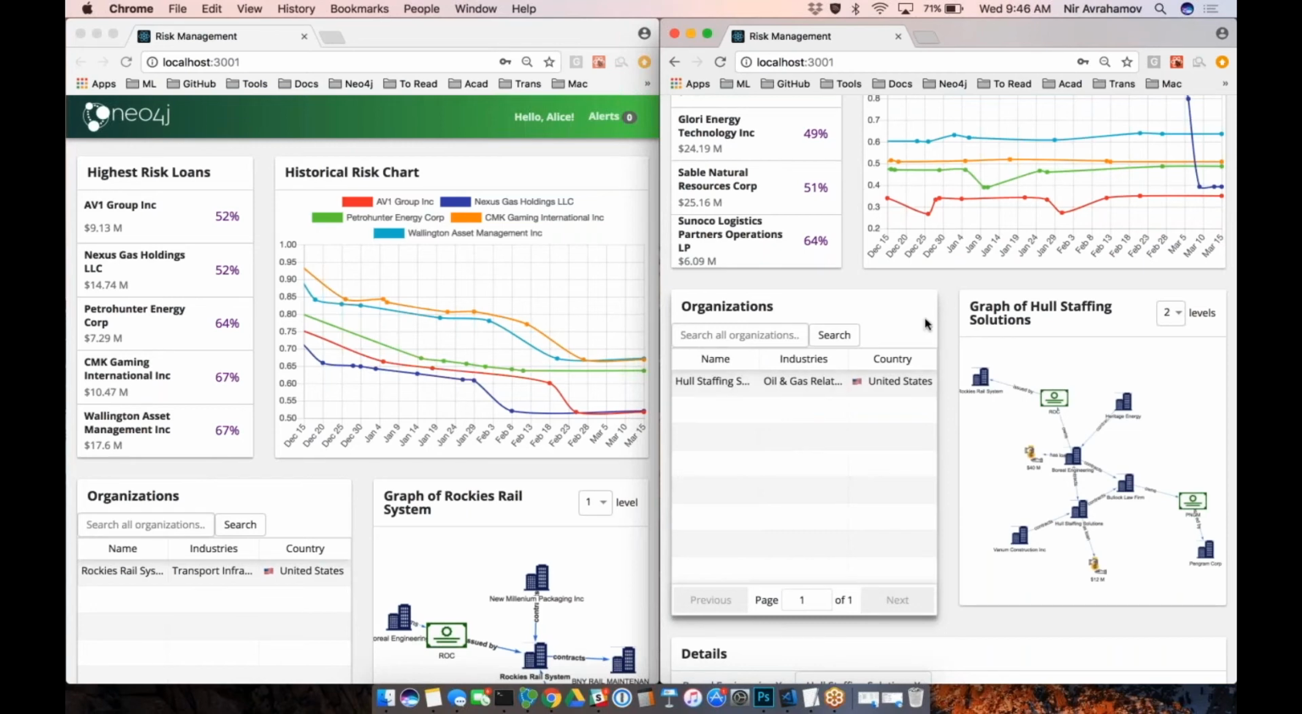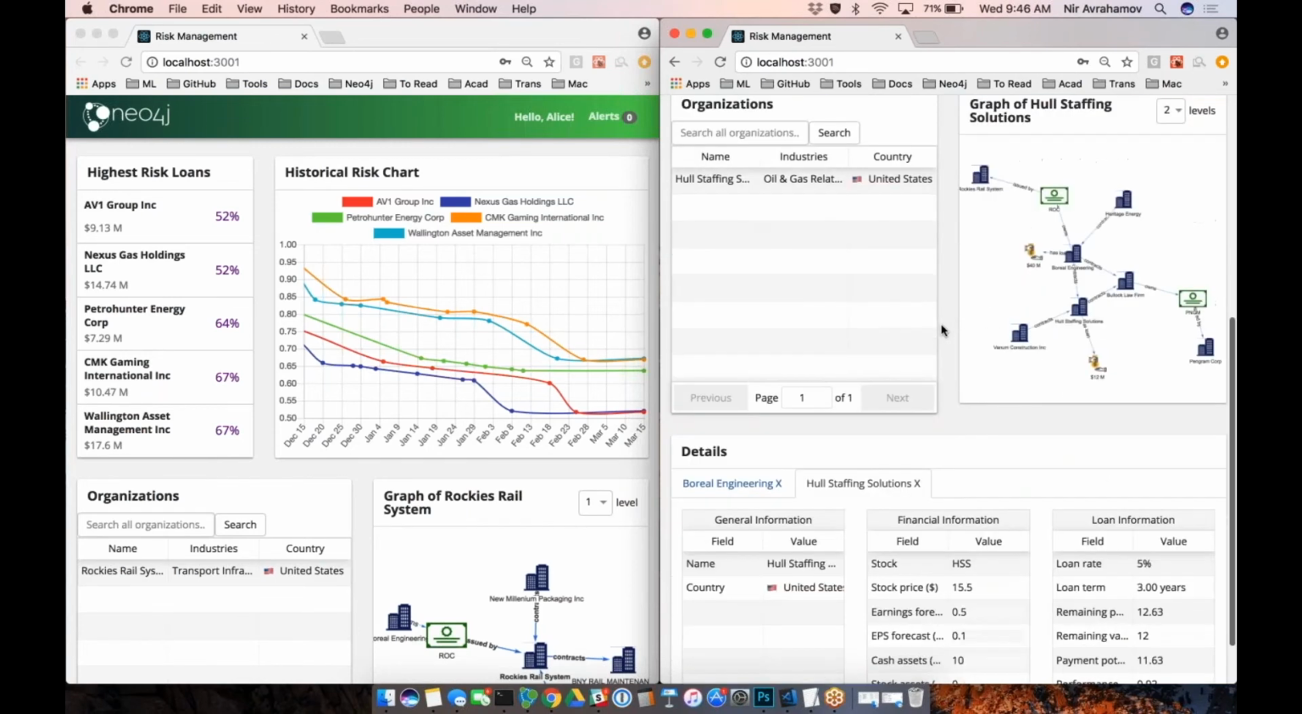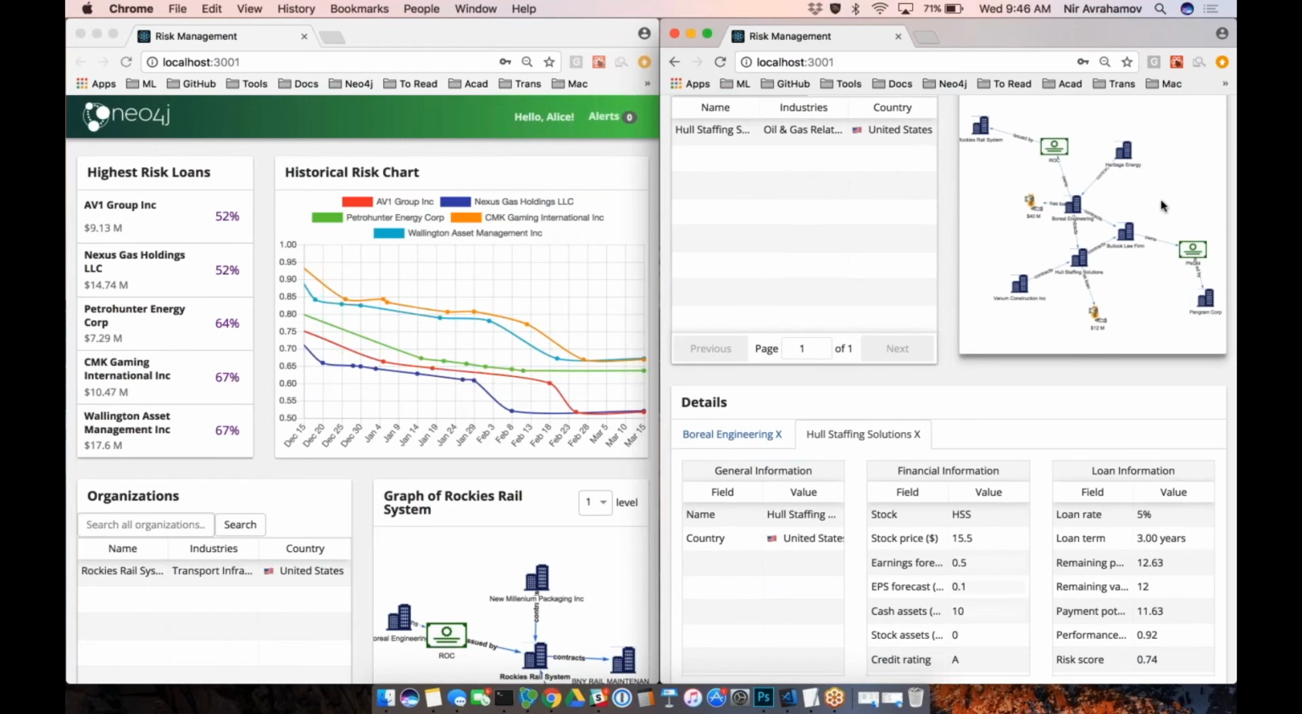So here we're going to want to change the forecast of Hull Staffing, since we've looked at our network of organizations. We can see we already know Boreal is not doing so well, and we can see this strong dependency between the two organizations. We may say that if Boreal is earning less money and has fewer projects to work on now, that contract is going to heavily impact Hull Staffing, and we'd like to reduce their earnings by a little bit. So we're going to drop those earnings down from 0.5 to a negative 0.05 million per year.